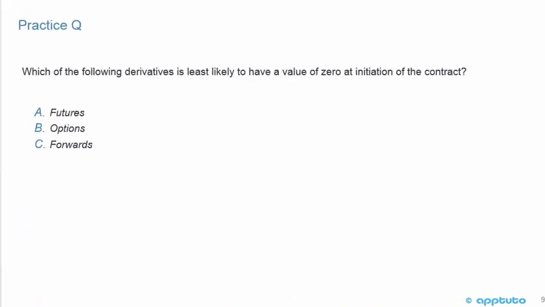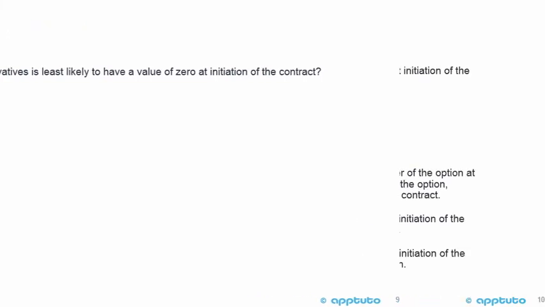So we'll just do a quick practice question. Which of the following derivatives is least likely to have a value of zero at initiation of the contract? A, futures, B, options, or C, forwards?